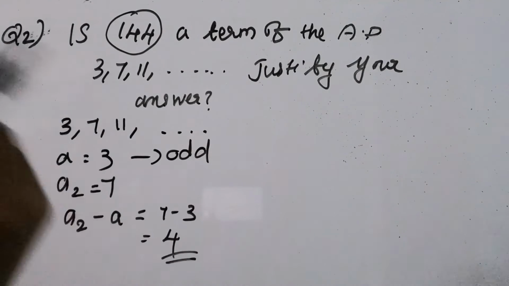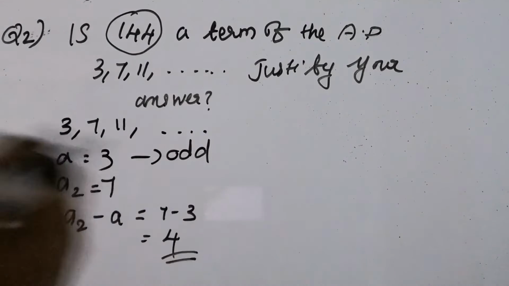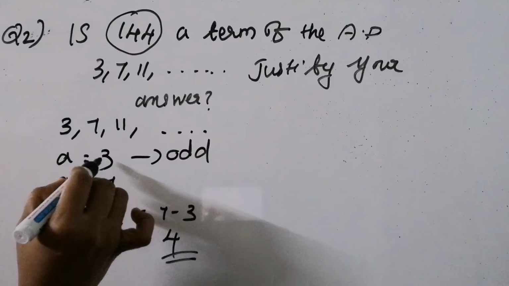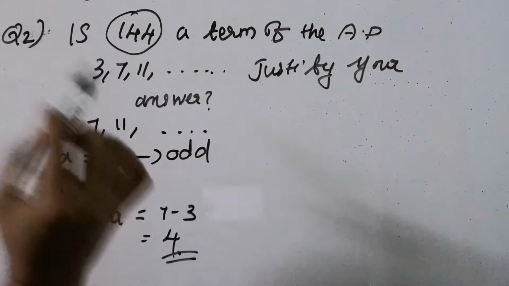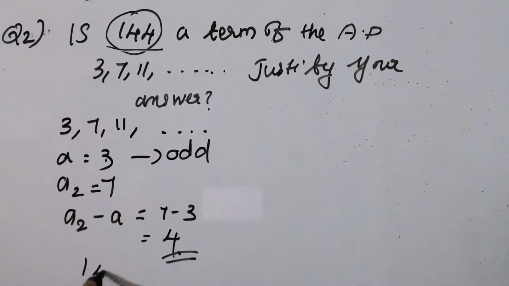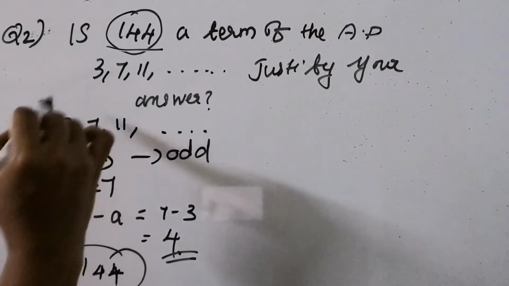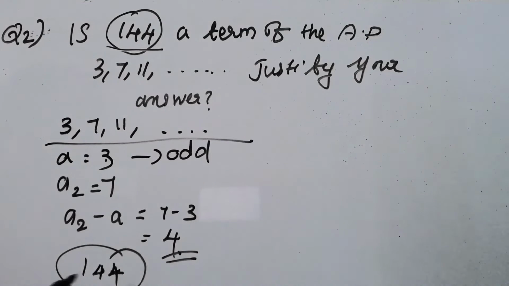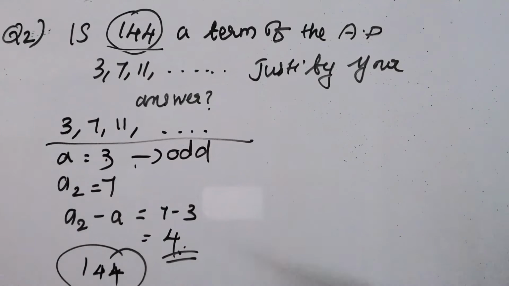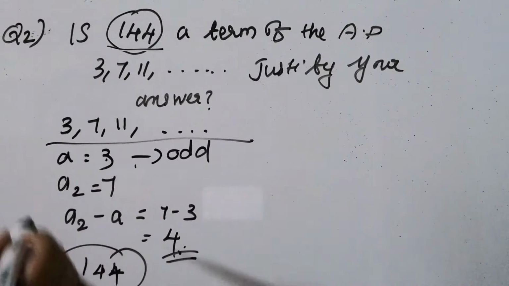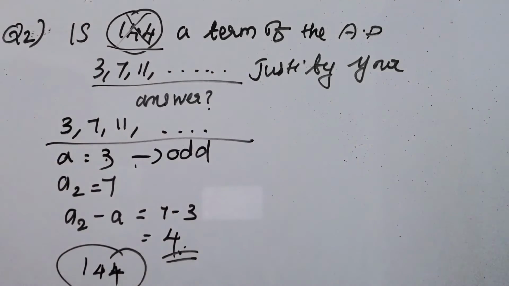Then if we add an odd number with an even number, that becomes an odd number. But in this case, they are asking about 144. 144 is an even number. So we have to say that this is not a term of our arithmetic progression, because 144 is an even number. If we add an odd number with an even number, we get an odd number. So this is not a term of this arithmetic progression.